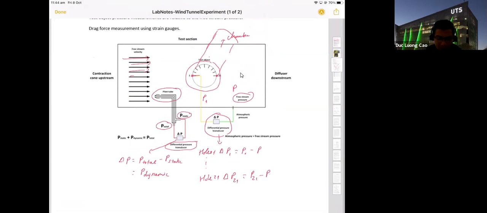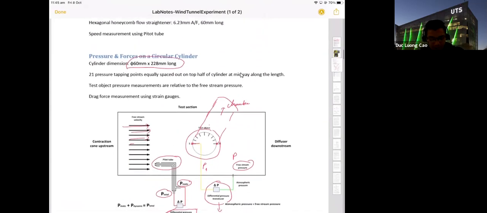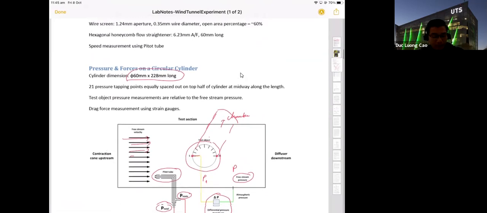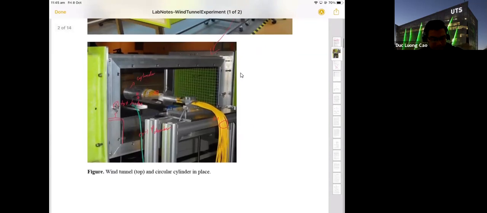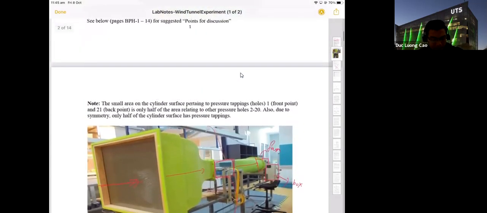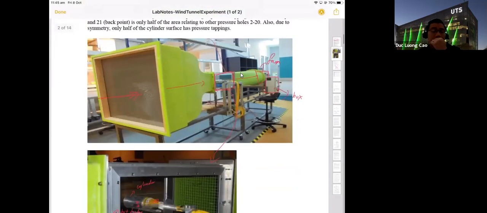This is the object inside the chamber, and this cylinder will be used in the lab. This is the test rig. Do you have any questions?